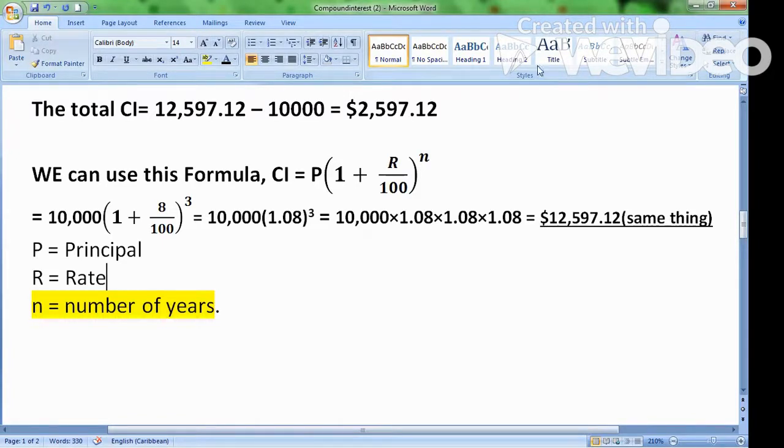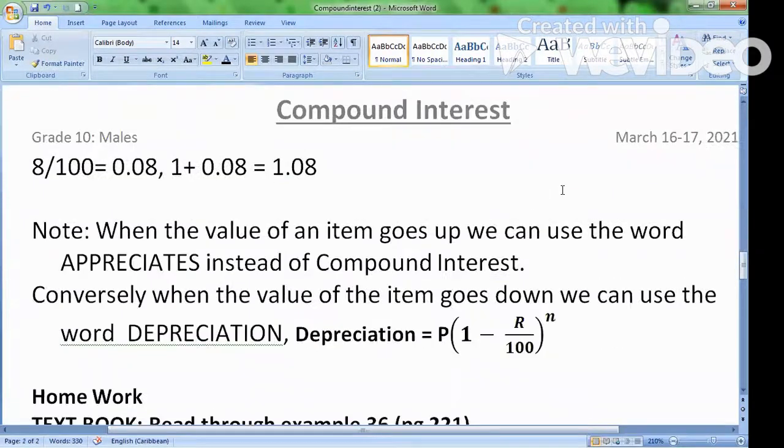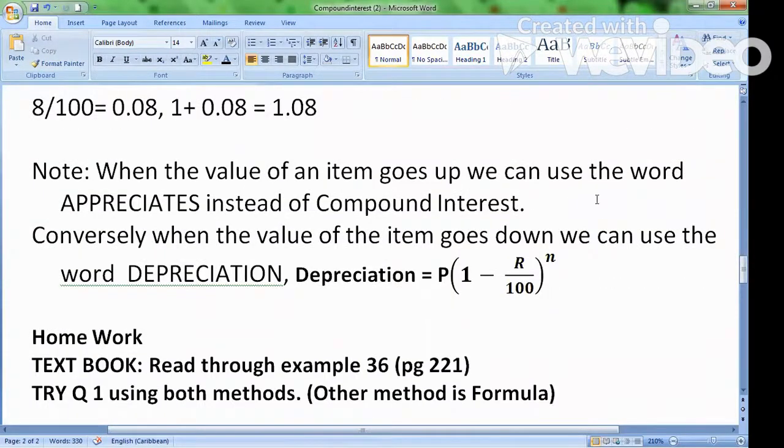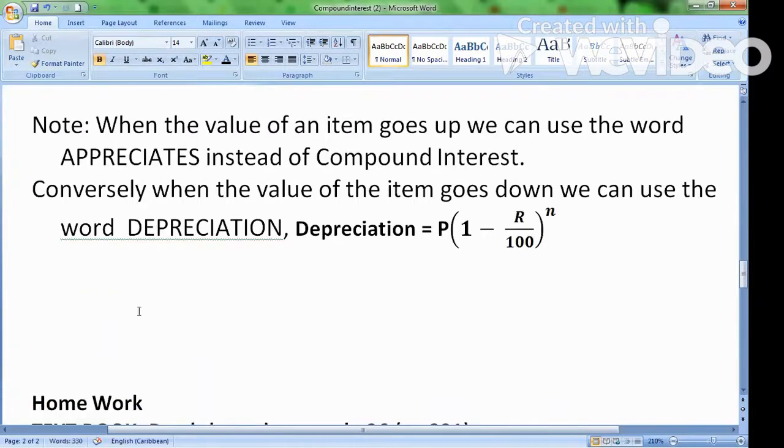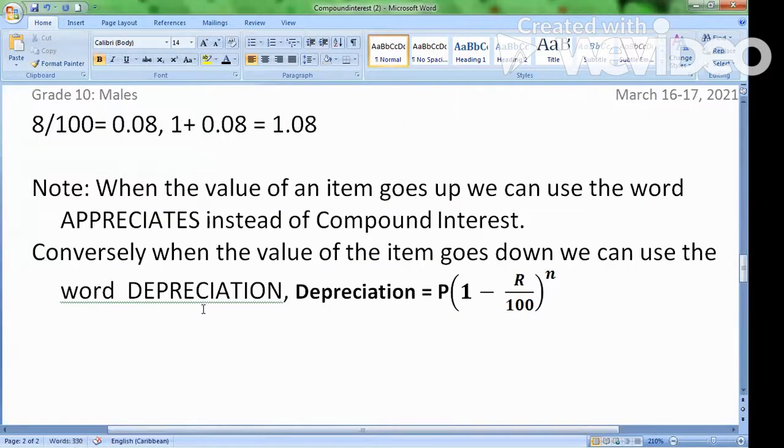Sir, can I see the notes? The one where, when the value of an item goes down. Right, so depreciation is subtraction in the formula.